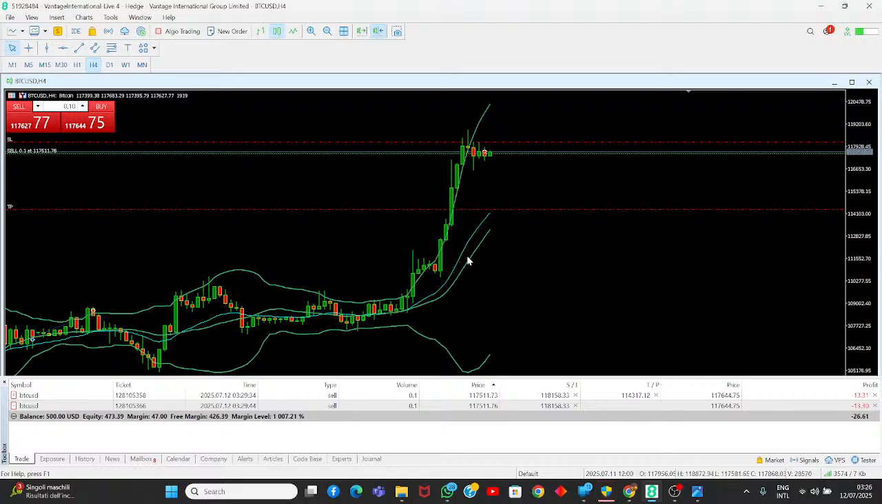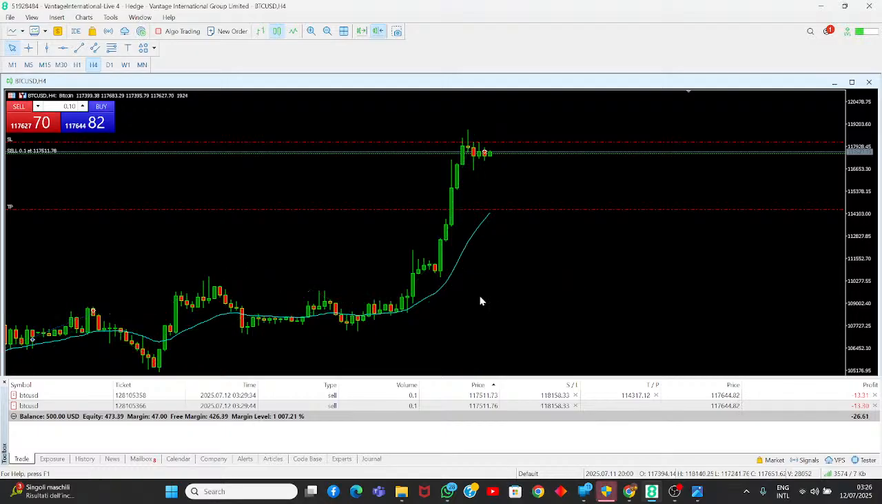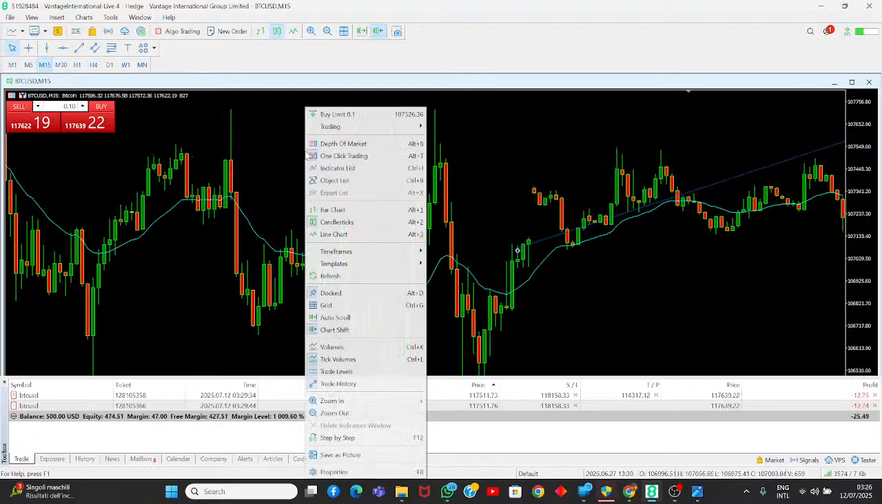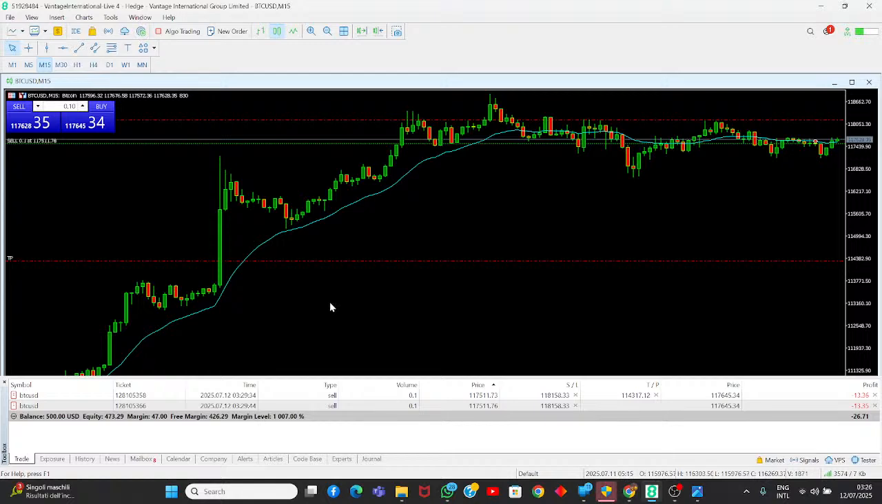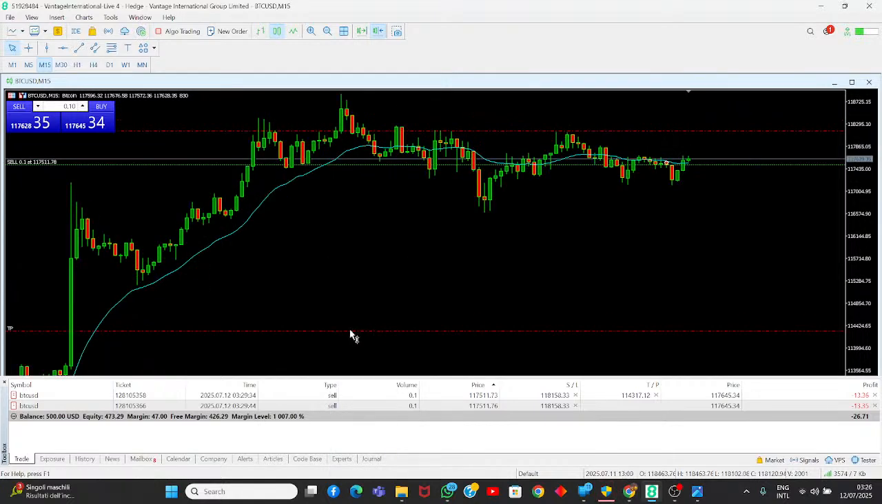But yeah, guys. So I had a clean setup on the 15 minutes, and I took it, and it was going my way, but then pulled back. But as you can see here on the 15 minutes, we're having a consolidation. If price was to break below 116.5k, then we'll definitely smash that TP.